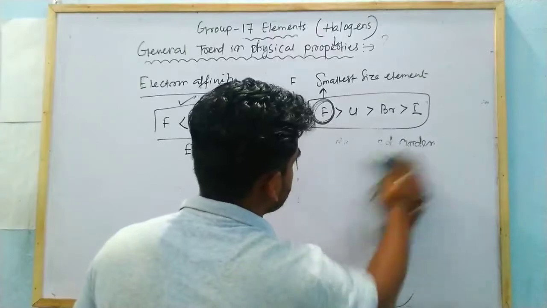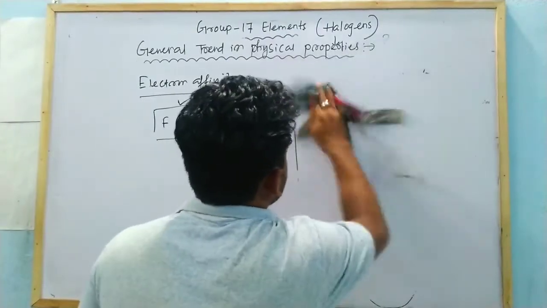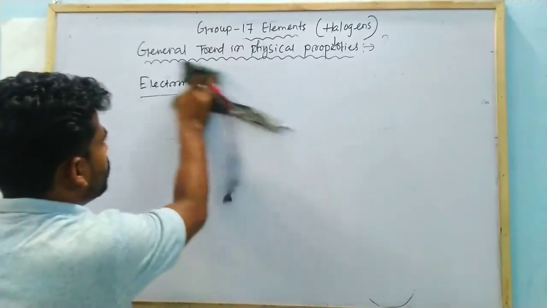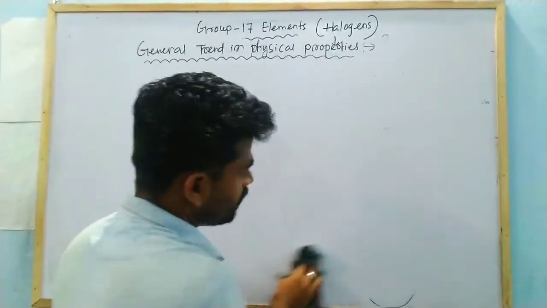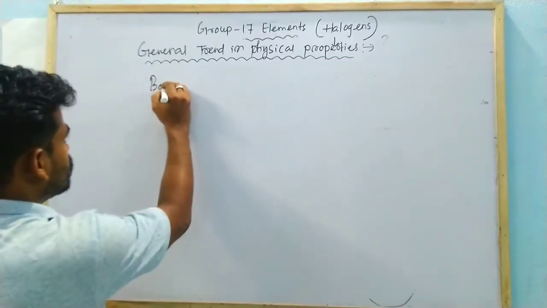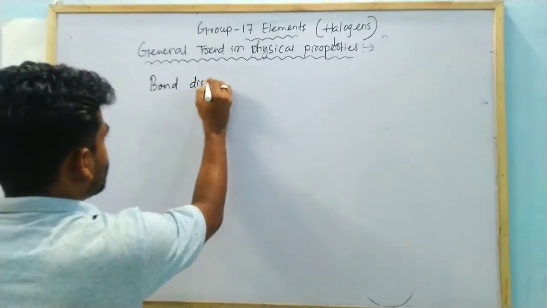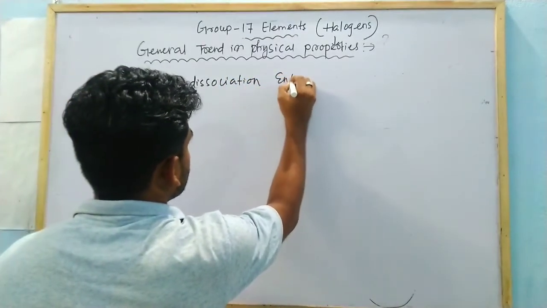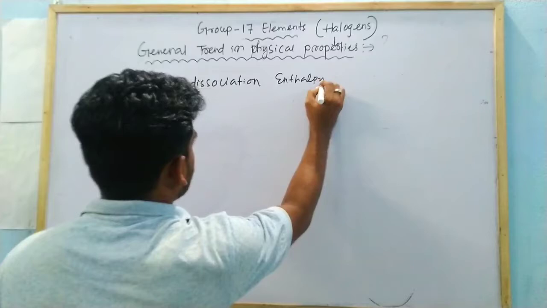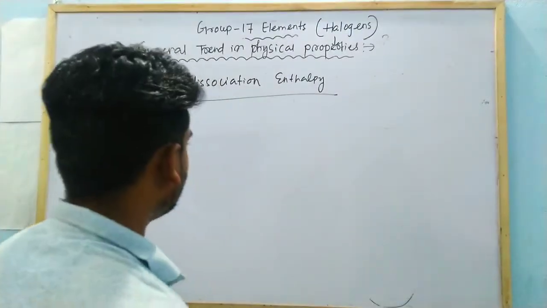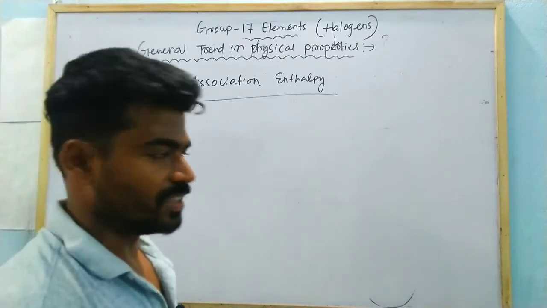Next, that is your bond dissociation enthalpy or bond dissociation energy. You see, it depends upon their size.